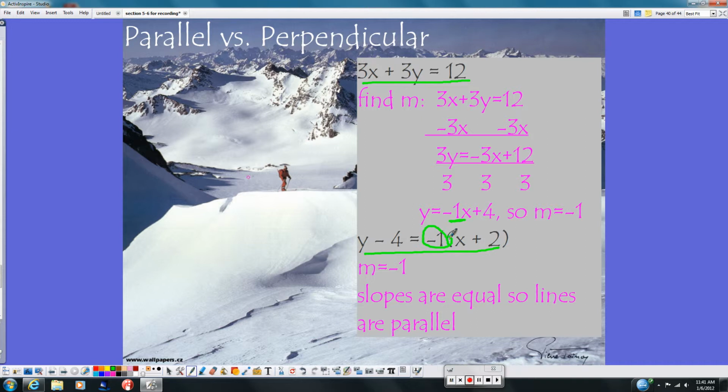Since they gave me this equation in point-slope form, it's easy to pick out my slope of negative 1. Since our slopes are equal, these two lines are parallel.